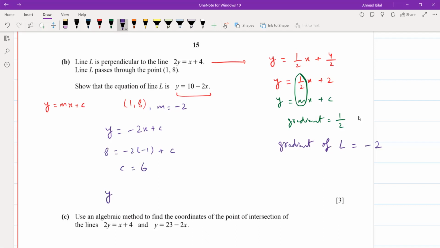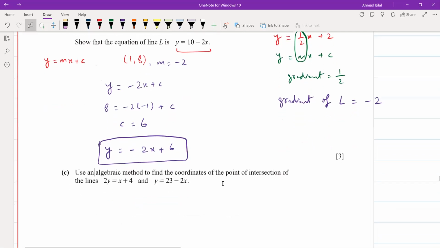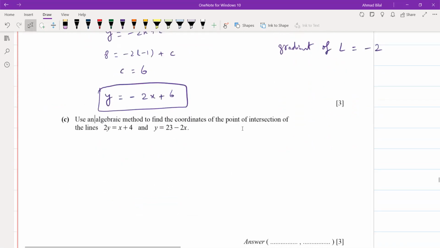ठीक है, तो equation क्या बन गई फिर? That's y equals minus 2x plus 6. This is the equation of the line that we have. Y equals minus 2x plus 6. So उसके बाद वो क्या कहते हैं? Use an algebraic method to find the coordinates of the point of intersection of these two lines.